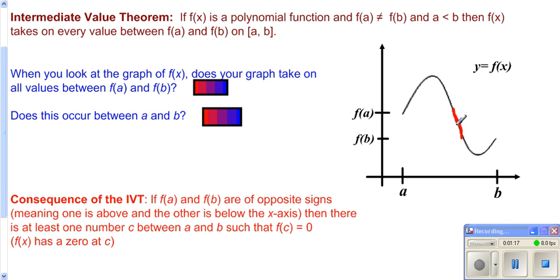Now, does this actually occur between the A and the B? Meaning your input for your first point and your input for your second point. Well, yes, it's in between those two horizontally. So does it take on all those values? Yes. Does it actually occur between A and B? Yes.